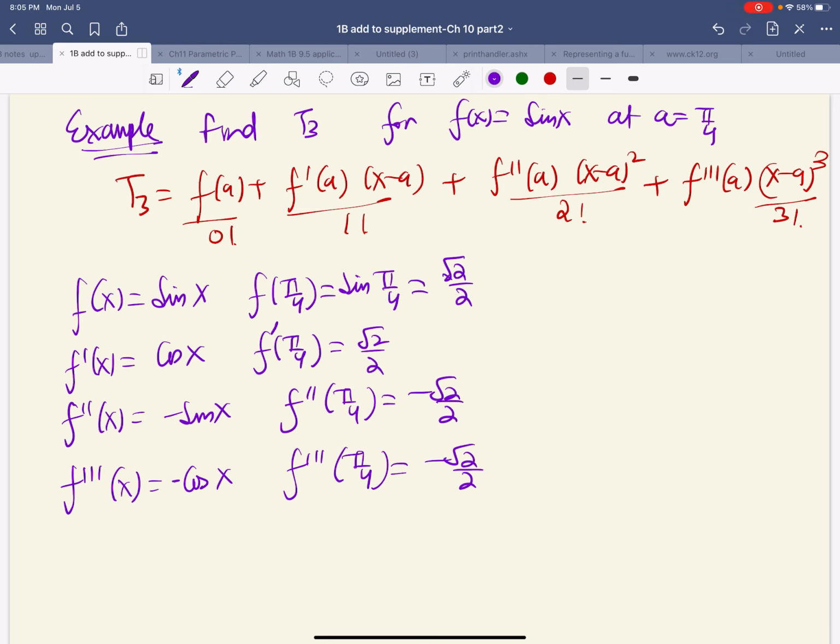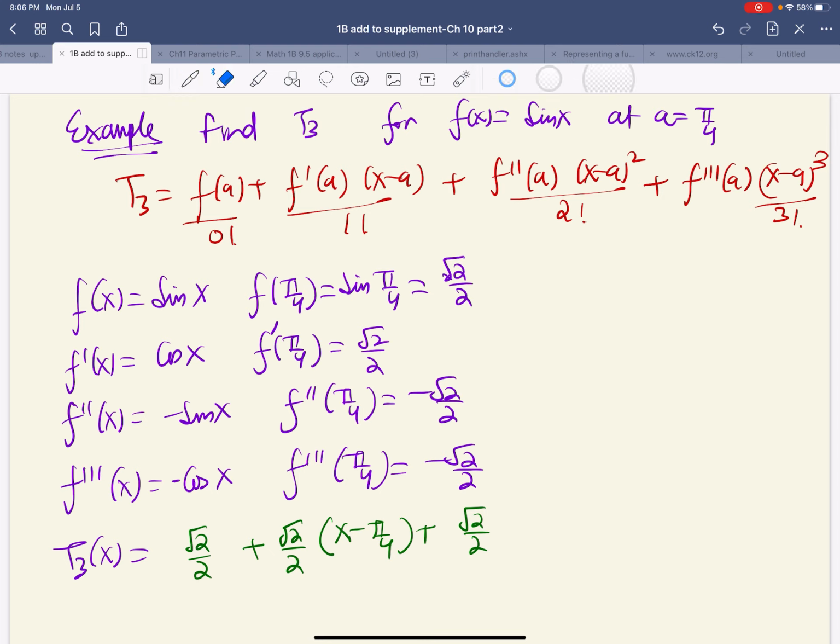Okay, so we're ready to write the third order Taylor polynomial, T3 of x. Taylor polynomial gives us a much better approximation than the linear approximation, because Taylor polynomial mimics your function much more closely. The higher the order of Taylor polynomial, the closer your approximation, the better approximation you will get to the actual function. T3 of x would be f of a over 0 factorial. So f of pi over 4 is square root of 2 over 2, plus root 2 over 2 times x minus a. X minus a would be x minus pi over 4. Actually, this is going to be minus here.